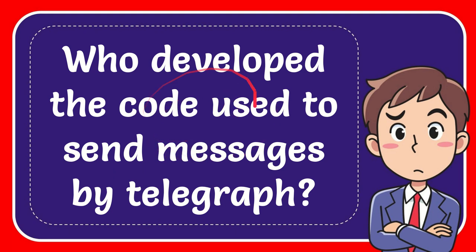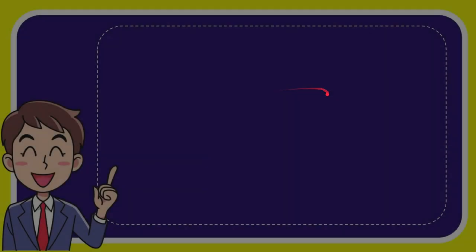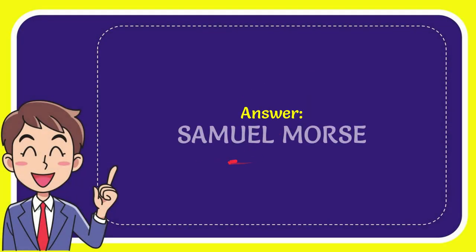In this video, I'm going to give you an answer for a question. The question is, who developed the code used to send messages by telegraph? Now I'll give you the answer for the question, and the correct answer for the question is Samuel Morse. So that's the answer for the question, Samuel Morse.